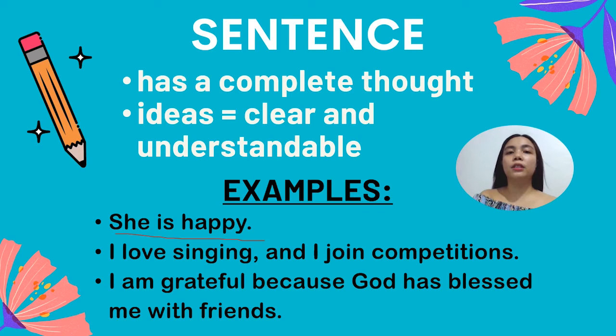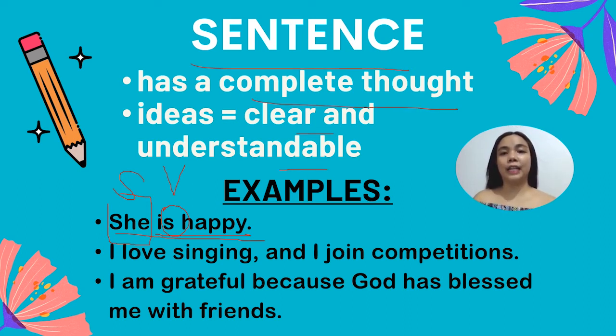Okay, just like a clause, a sentence always has a subject and a verb. Because if it lacks a subject or a verb, it's not a sentence nor a clause anymore. It's what we call, again, a phrase. So just like a clause, a sentence has a subject and a verb. And again, it has a complete thought, and it is clear and understandable. Nothing's missing. Okay? She is happy. Very clear. She is what we call the subject. Is happy, or is here, is the linking verb. So, it's a sentence. It has a complete thought.